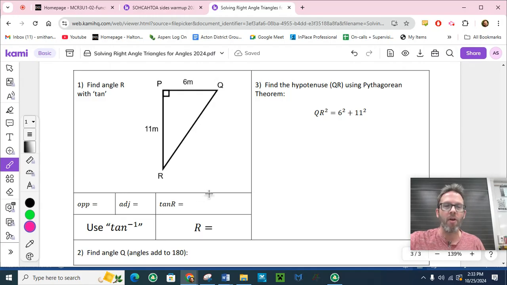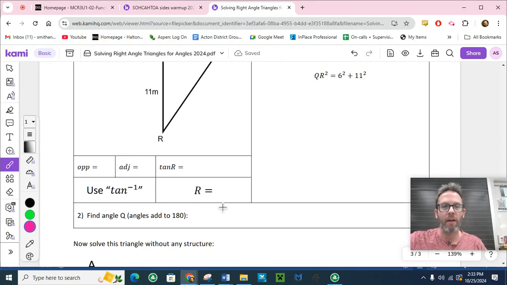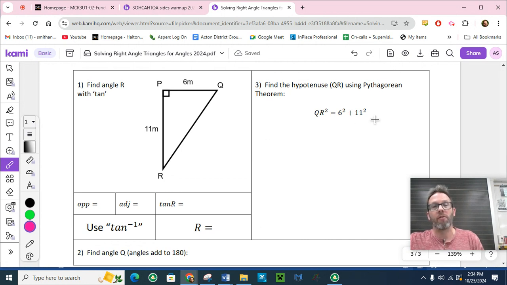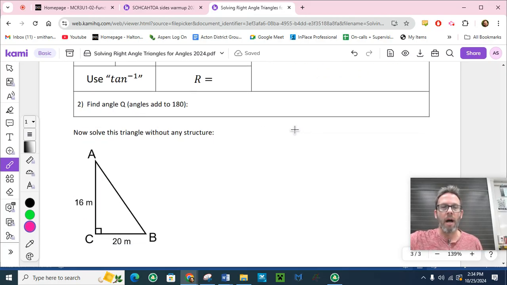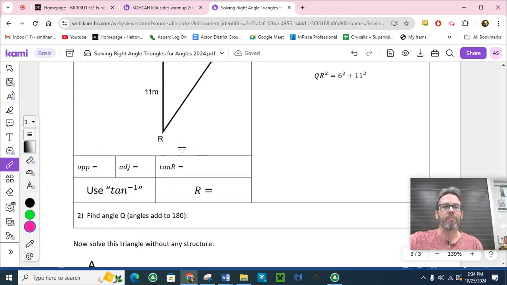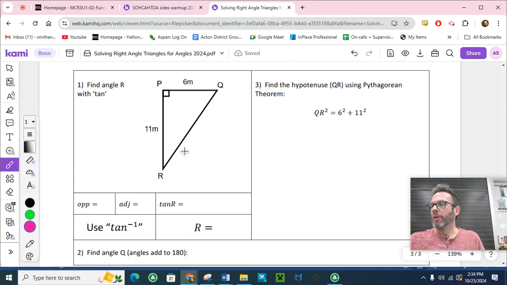So I told you, find R first. Once you have two angles, you can find the third because they add to 180. And I've told you here, since you have two sides, use the Pythagorean theorem. I've done a lot of work for you here, but in the second one, I'm just letting you go. I haven't provided any structure. You just pick a strategy and carry it out. Okay? Oh, we're going to have a lot of time to practice today. That's okay. It's Friday.